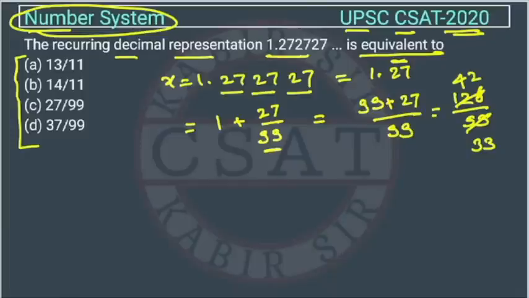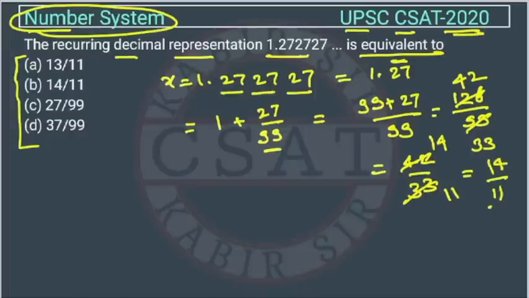So this will become 42 upon 33. Right. So this can be cut again with 3. Right. This will be 11, and this will be 1 and 4. So this will be 14 upon 11. So the answer will be option B.